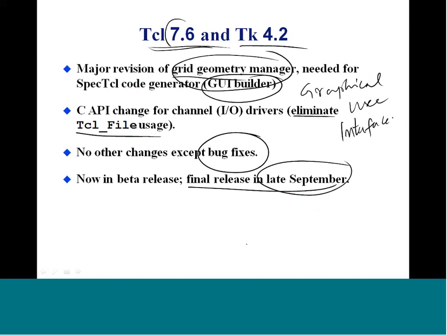Then the versions 7.6 and 4.2. Basically these are the main improvements over the previous versions. One is that the grid geometry manager has been revised, and it is needed for the spec-Tcl code generator or the GUI builder. There are also C API changes for the channel drivers. This will eliminate the Tcl file usage.